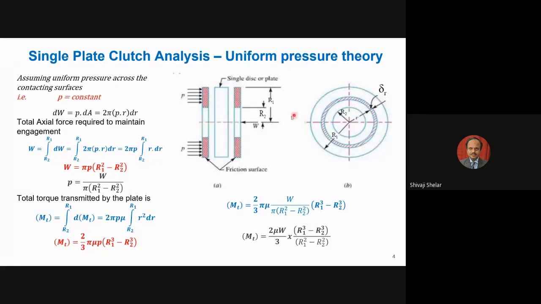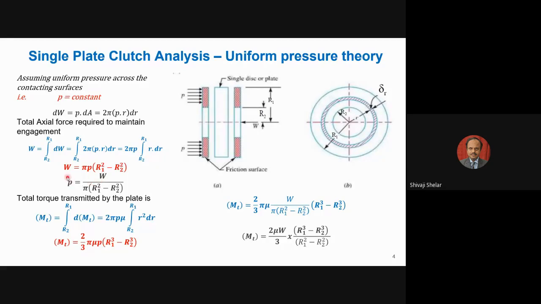Suppose you want to take the entire contact surface area into consideration, then the total force will be equal to the integration from radius R2 to R1. If you put this value in this equation, since P is constant, you can take P outside the integration. So we have 2 pi P, lower limit R2, higher limit R1, into r dr. Now the integration of this is r square by 2, so that 2 will get cancelled out.